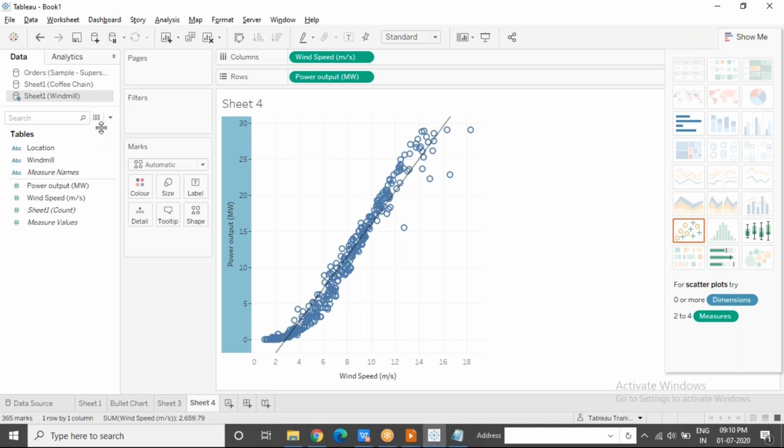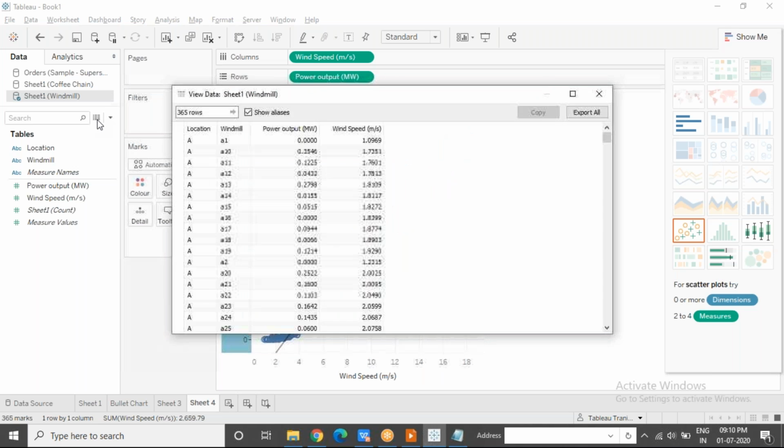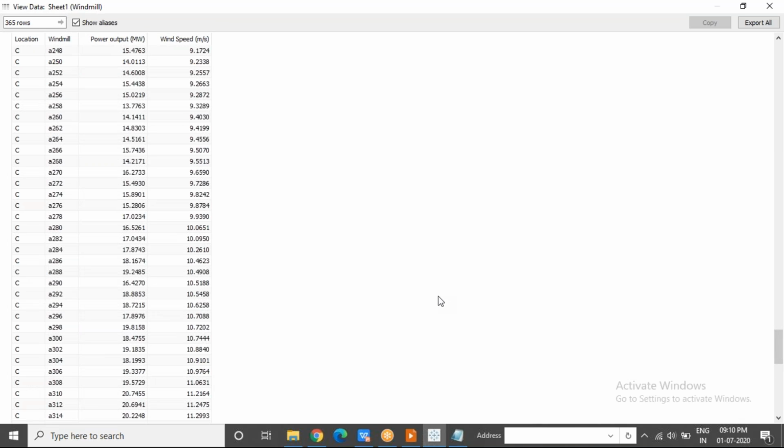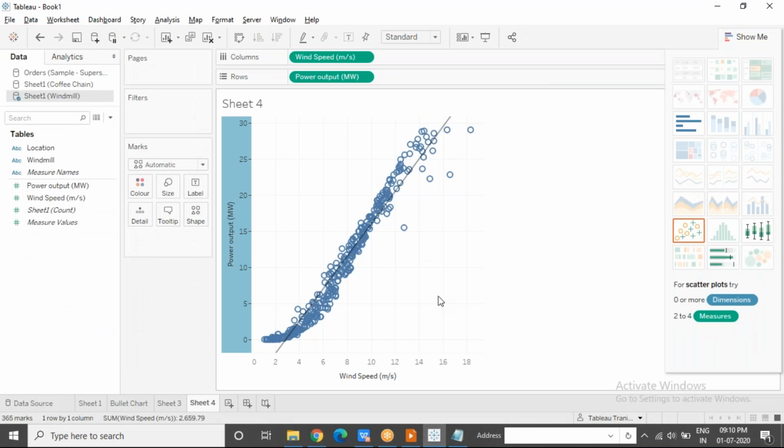Okay. Now here in this example, we have data collected from three different locations actually. We have data collected from location A and location B and location C. Three different locations. Would it be right to use information coming from three different locations and create only one model for it?